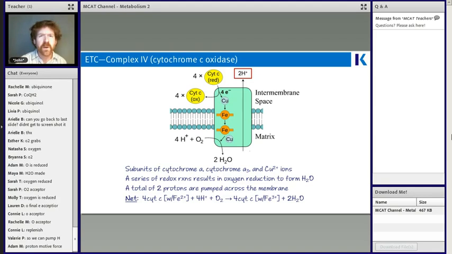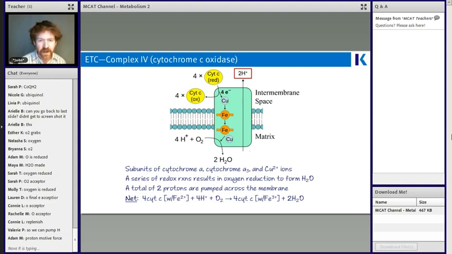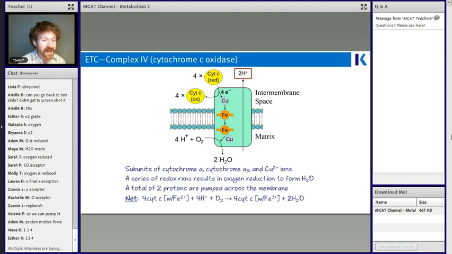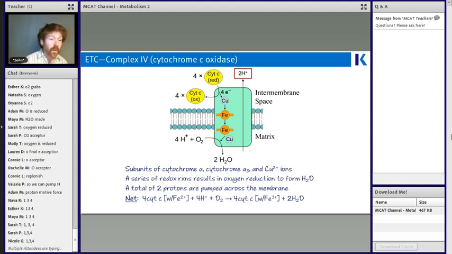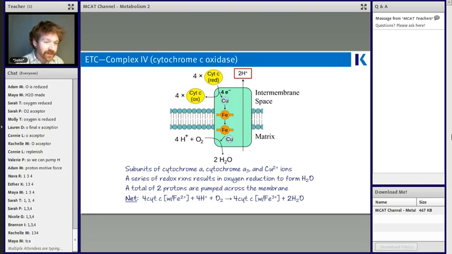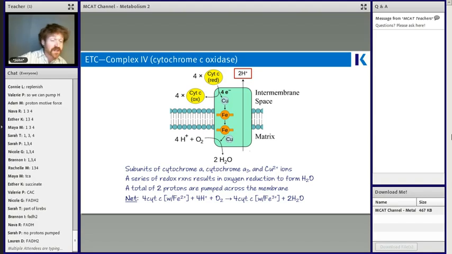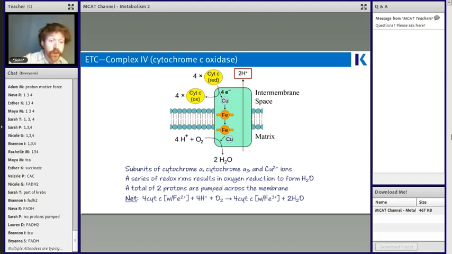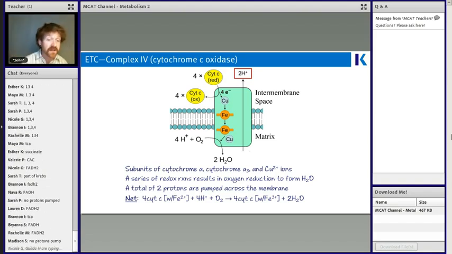In fact, let's do a quick recap. Which complexes pump protons again? See, I'll show you guys you actually know all the key testable points. 1, 3, and 4 pump protons. What makes complex 2 unique? It's part of the Krebs cycle, exactly true. It's your succinate dehydrogenase. No protons are pumped. It's the only place it uses FADH2.